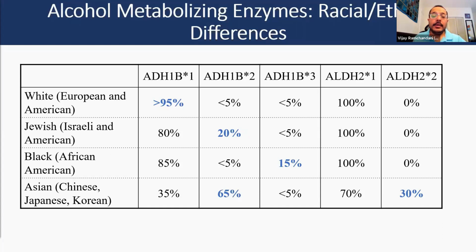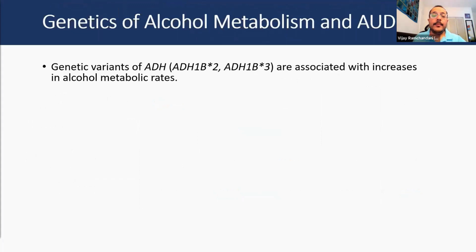Interestingly, in the Asian population, the predominant form of the enzyme and the gene that drives it is the ADH1B*2. And then with regard to the ALDH2 shown in the two rightmost columns, while all other populations have predominantly the *1 form, within the Asian population, about 30% of them carry the ALDH2*2 variant. So how does that impact alcohol metabolism and risk?